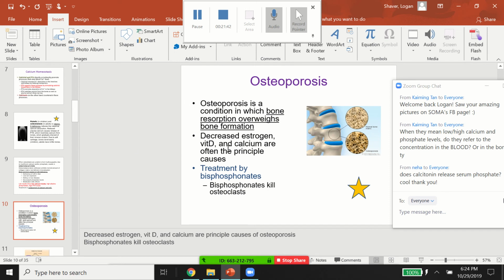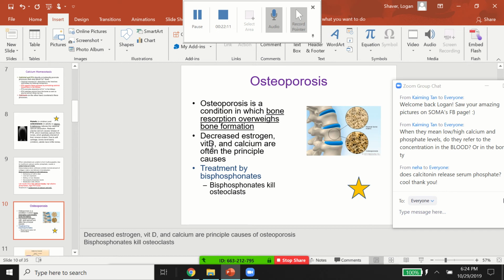Now, what can actually cause osteoporosis? A lot of the time you hear decreased estrogen, so that's why elderly women tend to have problems with osteoporosis a lot of the time, because over time their estrogen levels tend to decrease. As women get older, they tend to have problems with osteoporosis. So that's one of the reasons you can get osteoporosis to develop.